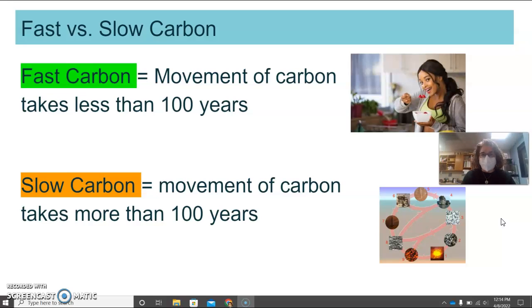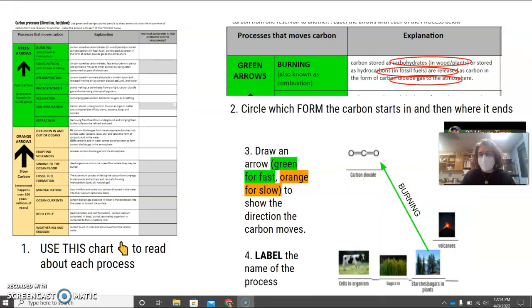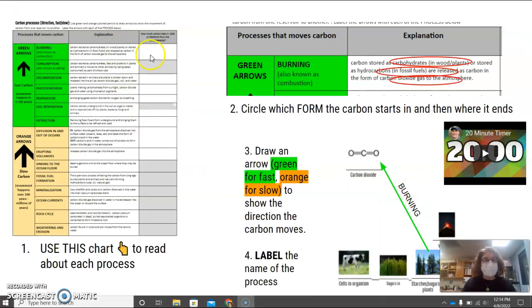So how are you going to go about doing this? How do you add in these processes? Well, you're going to be using a handout that will look like this. On the left-hand side, you're going to see a column labeled processes that move carbon. I recognize that when you get this handout, it is not going to be in color, but the top several entries here that are shown in green on the screen are going to be represented by green arrows. These are all processes that move carbon quickly. They are fast carbon processes. The orange arrows that you're going to add into your chart, which include the remaining items on this process list, are slow carbon processes. They're ones that take longer than 100 years to occur.